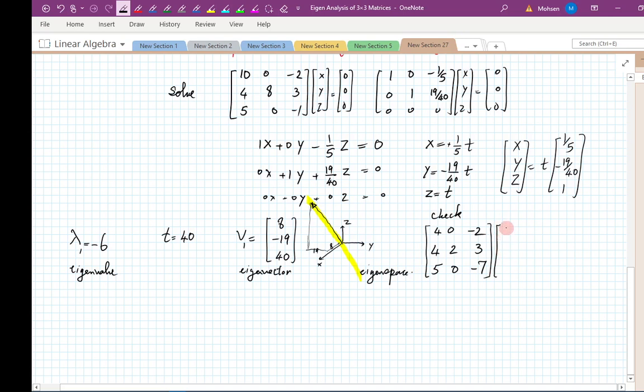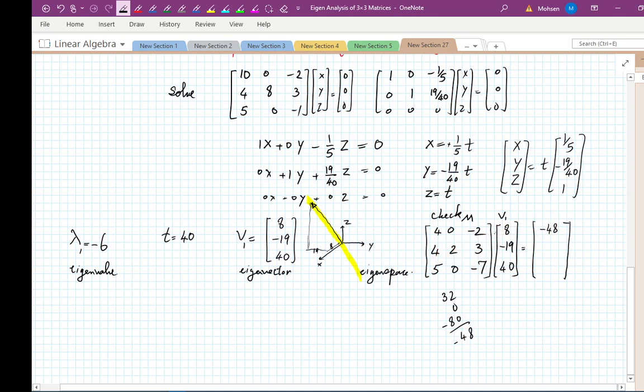So 8, minus 19, 40. This is my m, this is my v1. Now let's go ahead and patiently multiply. 4 times 8, 32, 0, 80, well, that's minus 80, is that right? So it becomes minus 48. Good sign so far. This is minus 6 times that.